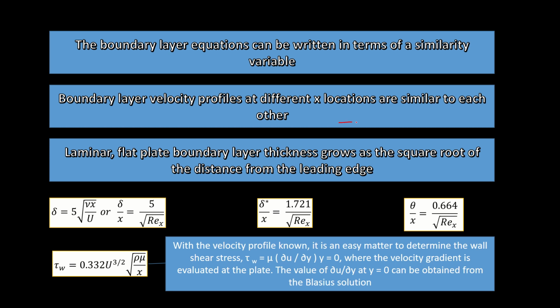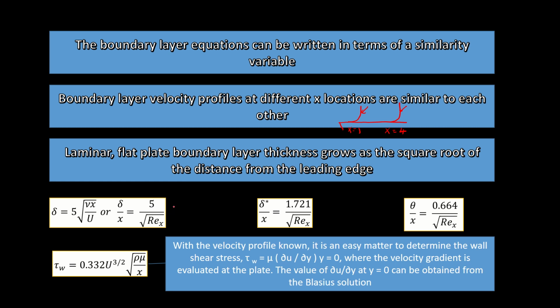The statement that velocity profiles at different locations are similar means that if this is your flat plate and this is the laminar region, the velocity profile at x equal to 1, for example, and the velocity profile at x equal to 4 are identical to each other, as long as they are within the laminar region. From these three statements, they come out with this equation.